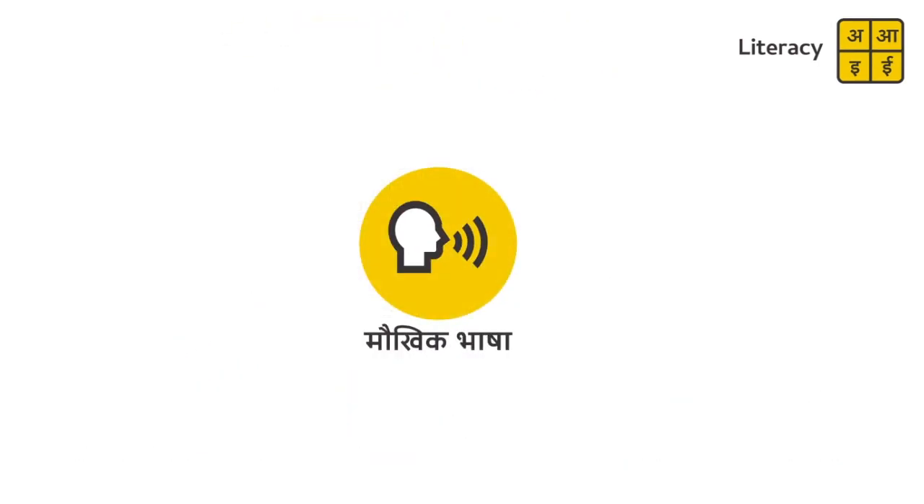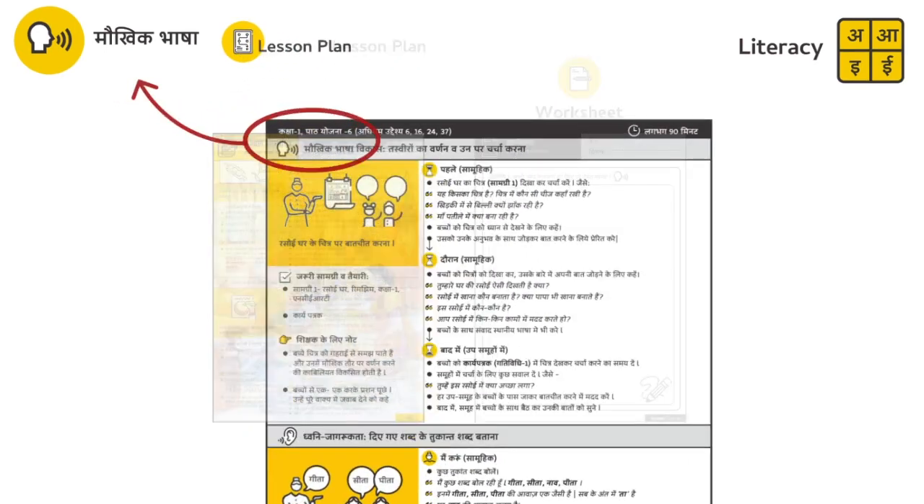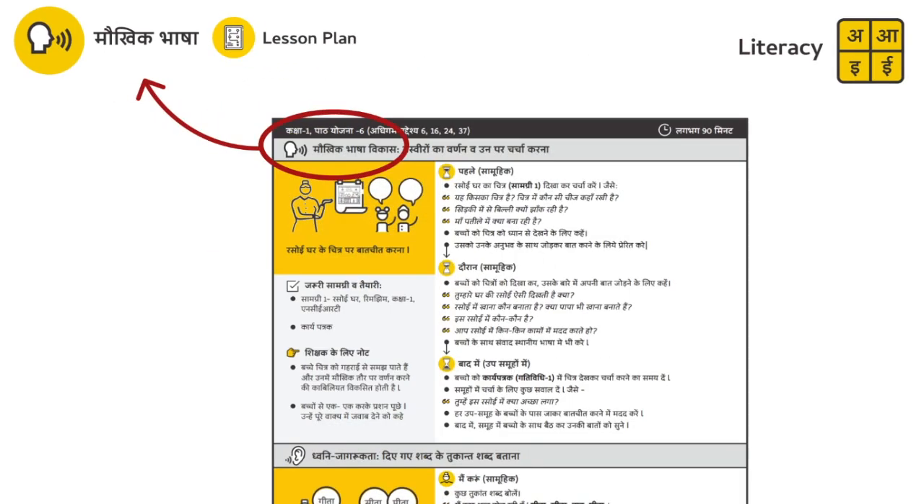Let's start by learning about the lesson plan and worksheet for the मौखिक भाषा or oral language domain. The first section of this lesson plan provides instructions for the oral language domain. The associated worksheet includes questions related to oral language. In this section, the teacher focuses on developing 2 competencies. First, listening comprehension and oral expressions, and oral vocabulary.